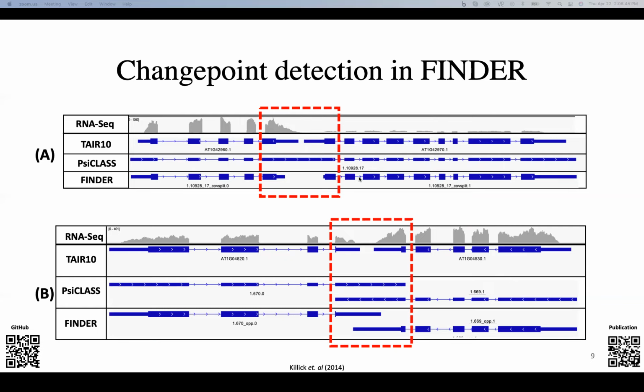Finder uses statistical change point detection to split these genes based on read coverage. So change point detection is used when there is a statistically significant read coverage trough in one or more of its internal exons. Change point detection is also used to modify the boundaries of overlapping genes on the opposite strand as depicted in this figure.